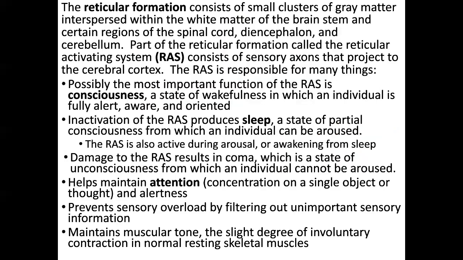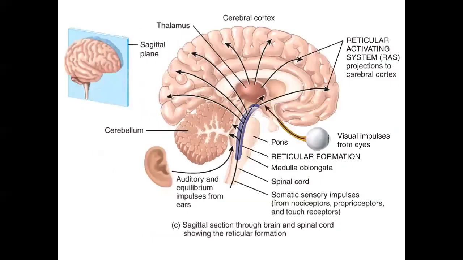But the reticular formation is a small cluster of gray matter interspersed within the white matter of the brainstem and certain regions of the spinal cord, the diencephalon, and the cerebellum. So in other words, you just have a lot of gray matter sprinkled throughout these general areas, from the spinal cord all the way up towards the thalamus and hypothalamus. Okay.